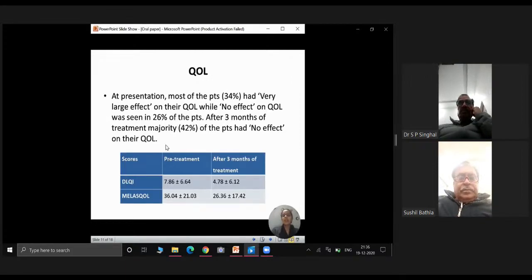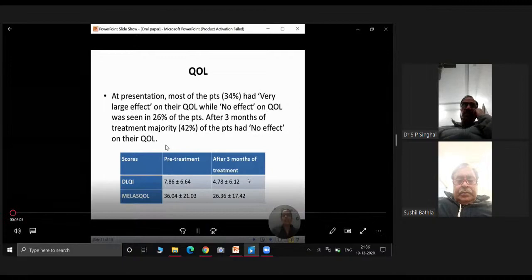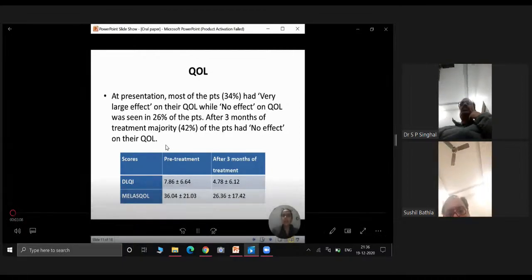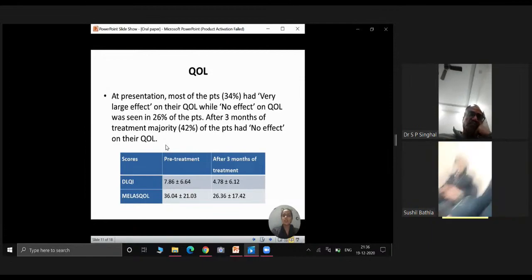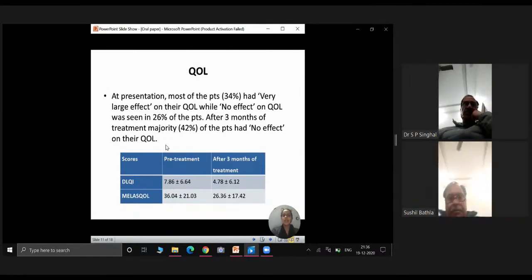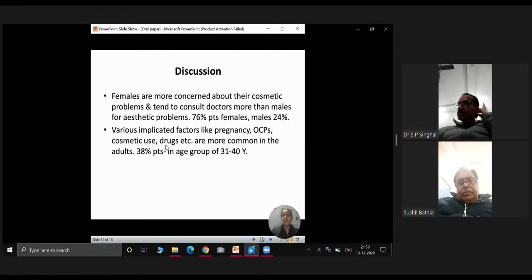At presentation, majority of the patients had very large effect on their quality of life. After 3 months of treatment, no effect on quality of life was seen in most of the patients. Total mean DLQI score decreased from 7.86 to 4.78 after 3 months. Similarly, MELASQOL also decreased from 36.04 to 26.36 as shown in this table here.